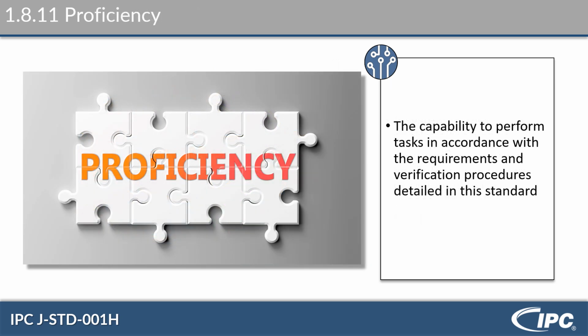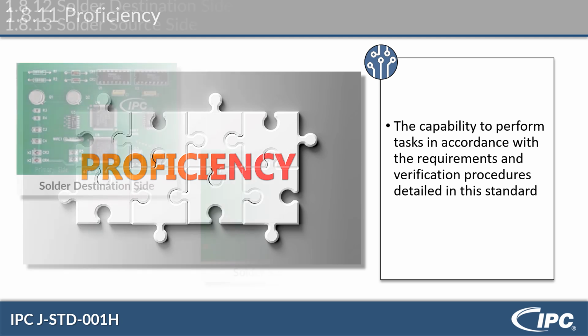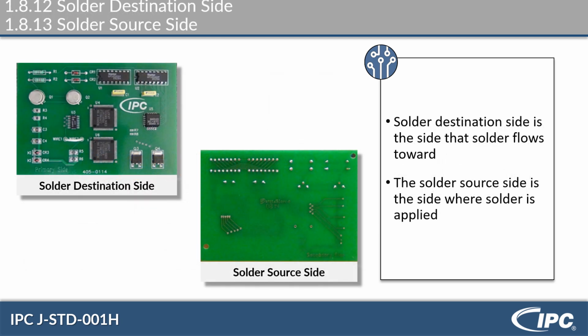Proficiency is the capability to perform tasks in accordance with the requirements and verification procedures detailed in this standard. So again, solder destination side is where the solder wants to end up, and solder source side is how you get the solder in there in the first place. When we're doing surface mount, it is the bottom of the board. If you solder from the top, I will know, and I will catch you.